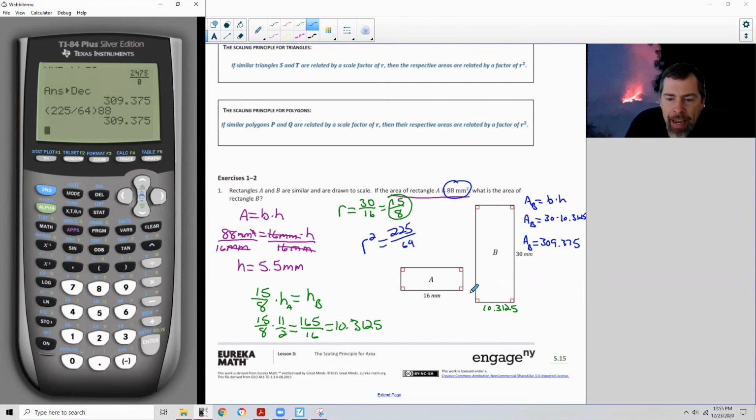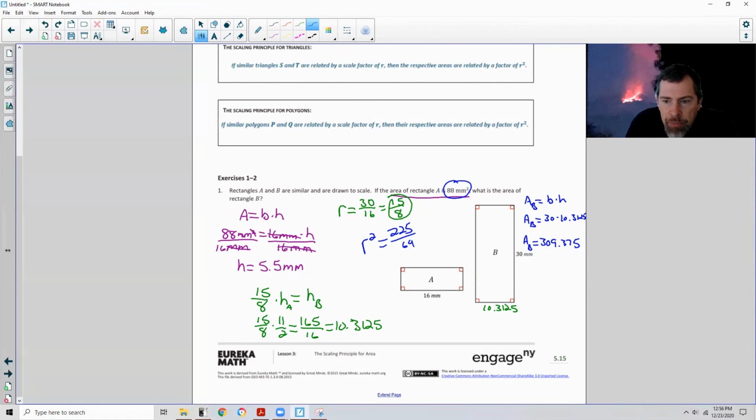So I didn't have to go that far, and I did not have to find the height. I'm just showing you in this process. We found the height here because we knew the area. What we really needed to do is just simply find the ratio of 30 over 16 and then square that. Take that value, multiply by your area, and you get the same answer. Okay.